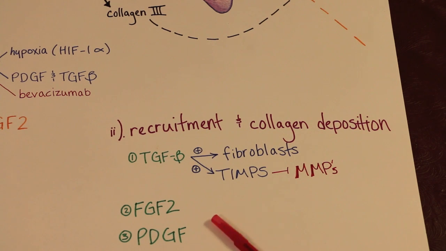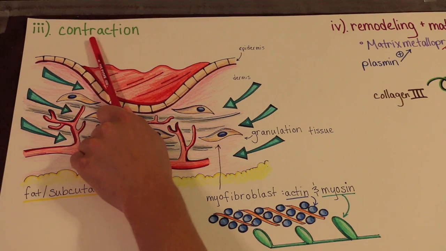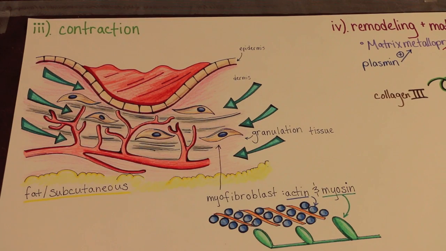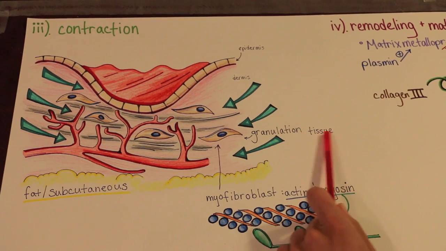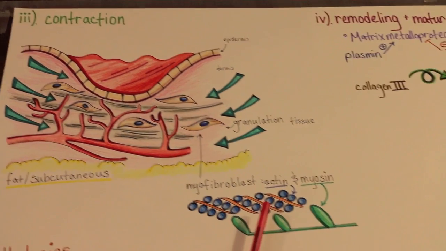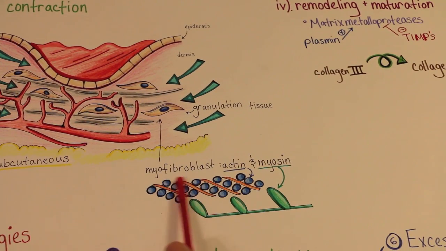So the next step is contraction. Wound contraction is a very important part of healing by secondary intention, whereas healing by primary intention has minimal or no wound contraction. I'll talk about primary versus secondary intention a little bit later. Within granulation tissue, there's a specialized type of fibroblast known as the myofibroblasts. Myofibroblasts have an intermediate phenotype, somewhere between a fibroblast and a smooth muscle cell. Myofibroblasts have both actin and myosin filaments allowing contraction.